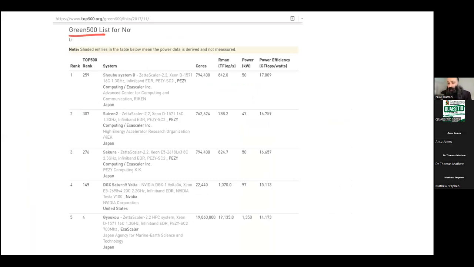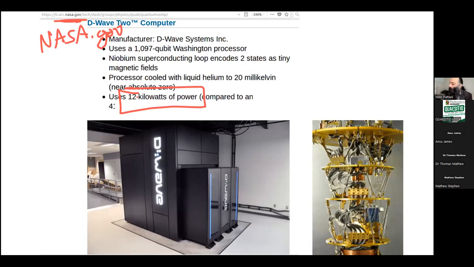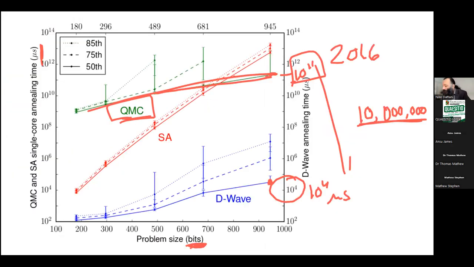If you look at the Green500, these are the 500 most environmentally friendly supercomputers in the world, the most environmentally friendly computers that are in the top 500 list of biggest supercomputers in the world. The best one in the Green500 uses 50 kilowatts of power. The quantum computer uses 12 kilowatts of power. In this case, where you're 10 million times faster than the classical computer, that means that if you have 10 million cores or 10 million CPUs in your classical computer, you can parallelize this calculation and maybe compete with the quantum computer. 10 million cores.